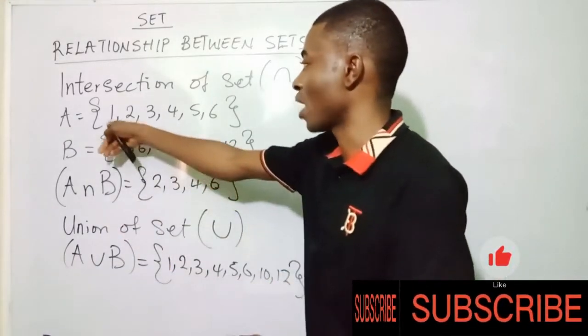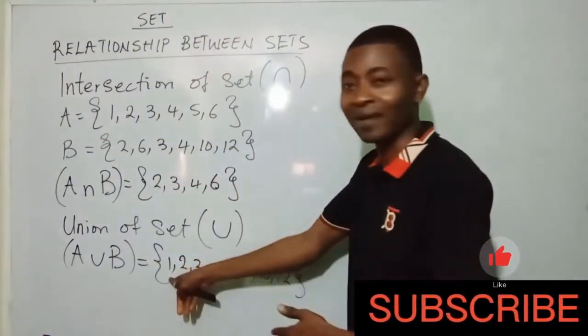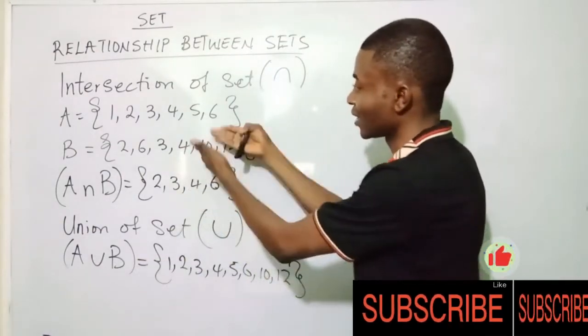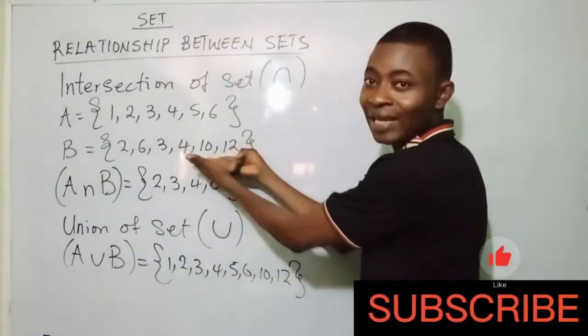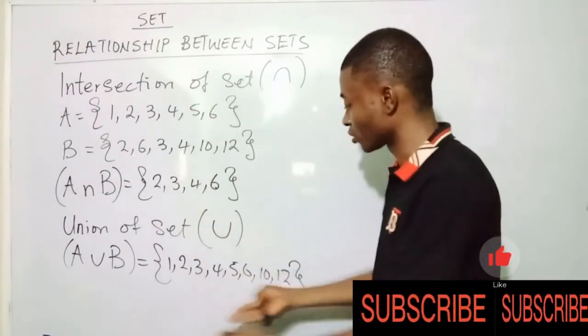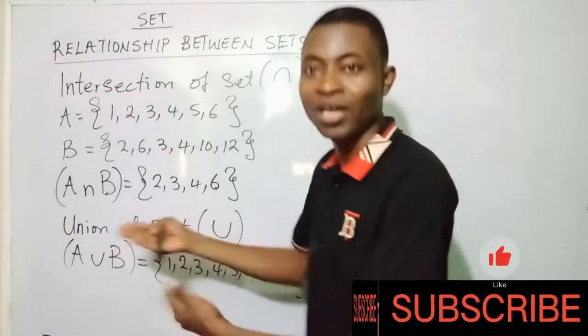Like in this set A, we have 1 here, but in set B we do not have 1. So we must also write 1 out as part of the elements of A union B. And look at set B. In set B we have 10 and 12, but in set A we don't have 10 and 12. We will also write out the 10 and 12 as elements or members of A union B.